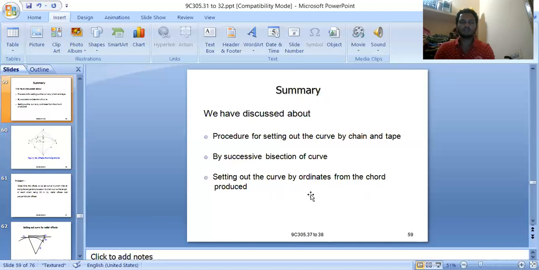If R is given and we are asked to calculate the degree of curve, we can use this formula. In some cases, the degree of curve will be given and we have to calculate the R value. In such cases also it is useful.